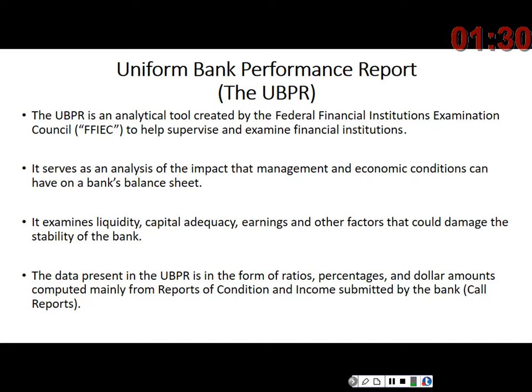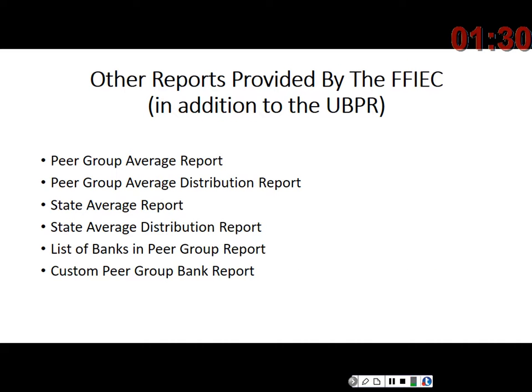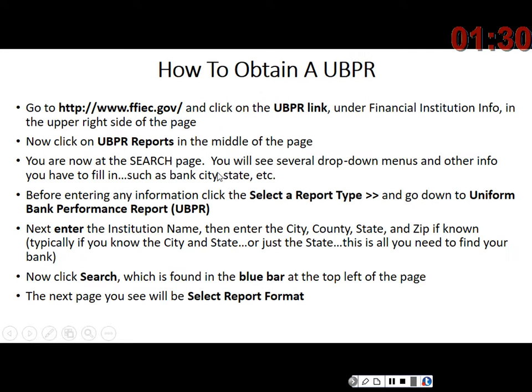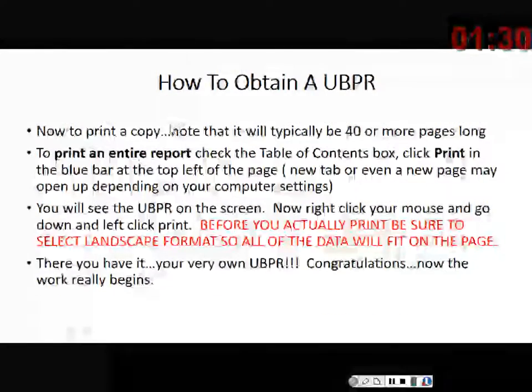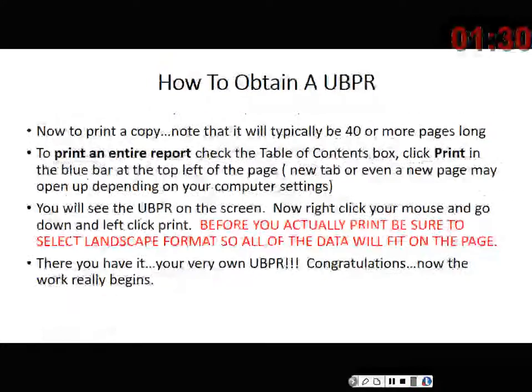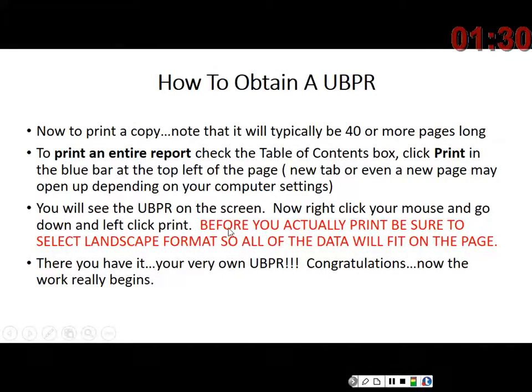I'll just jump on the FFIEC website. If any of you are interested, which I'm sure you're not going to worry about this week, it shows you what comparisons you can make, and then it shows you how to obtain a UBPR, step by step. Click this button, click that button, and then how to print it, which is here. Now, this is pretty important, so I put it in red. Before you actually print it, be sure to select landscape. Otherwise, you're going to print out about 45 or 48 pages, and then you're going to see it doesn't all fit, so you're going to have to go back and print it again in landscape format. So change it from portrait to landscape before you waste a lot of paper.